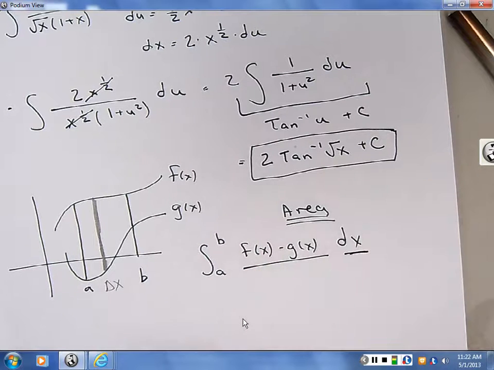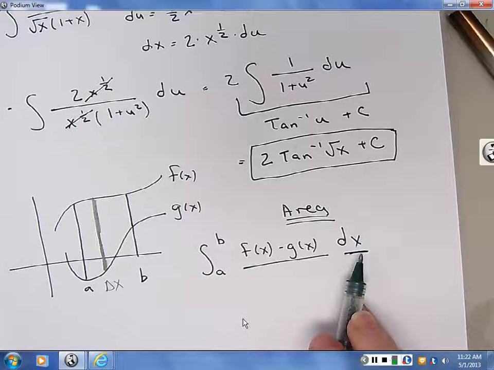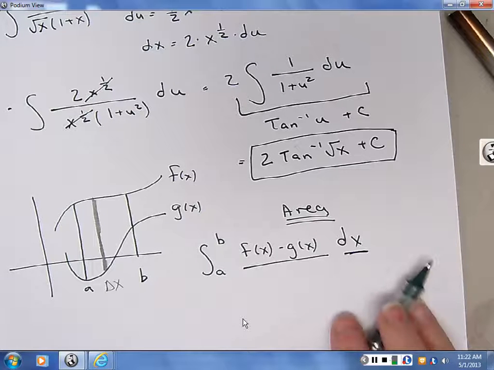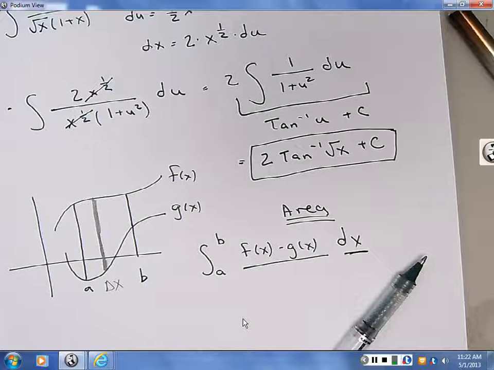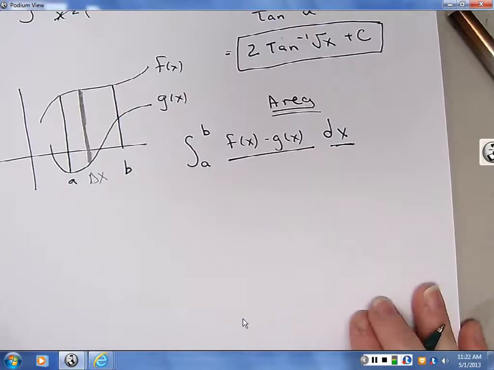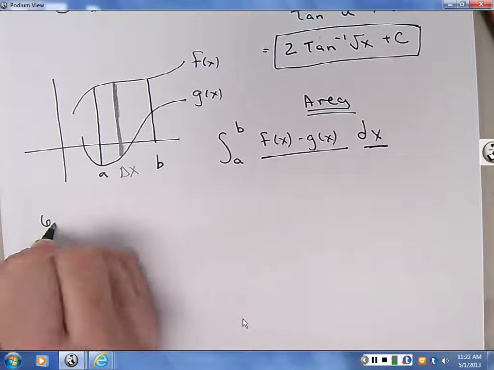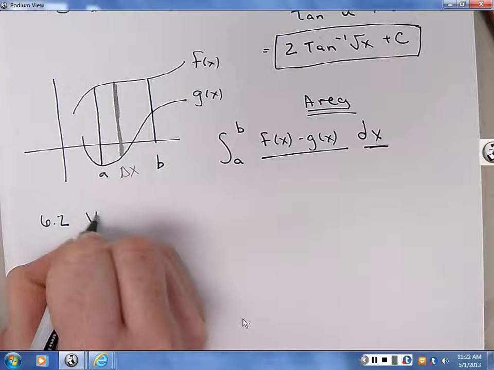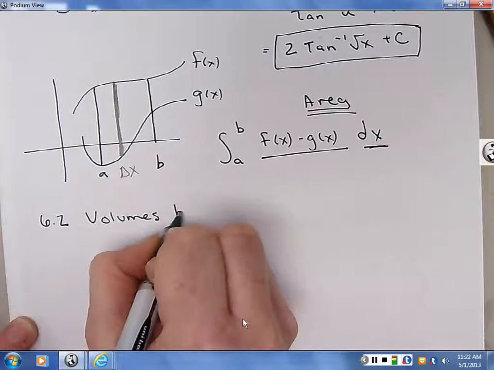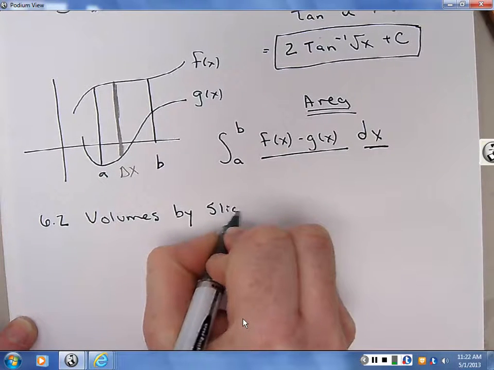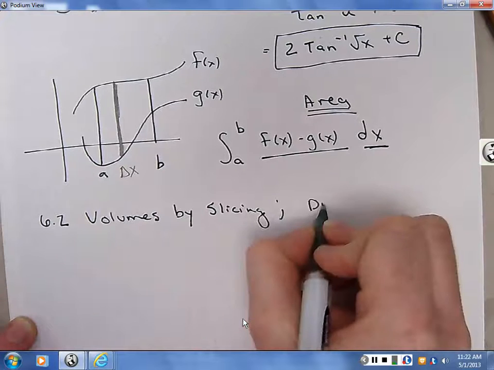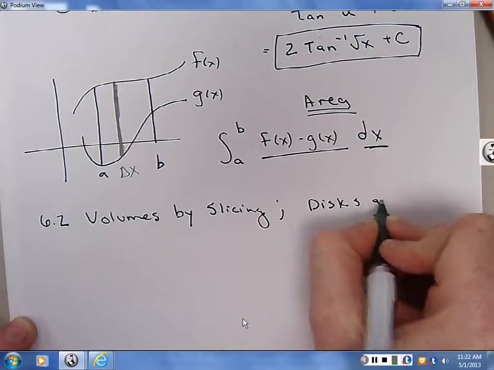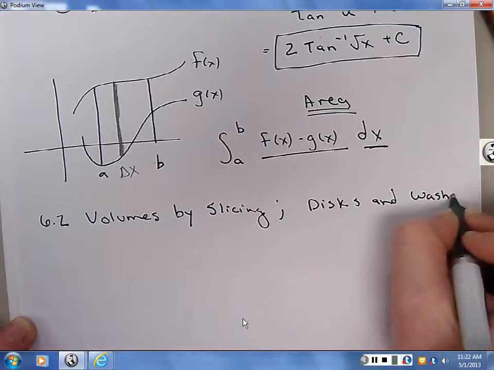I get area by integrating height from a bound. So this differential length is important, because how do we get area? We take two measurements multiplied by each other. 6.2 is all about finding volume, so this concept is going to be similar. We're going to find volumes by slicing. We're going to use the disc and washer methods.